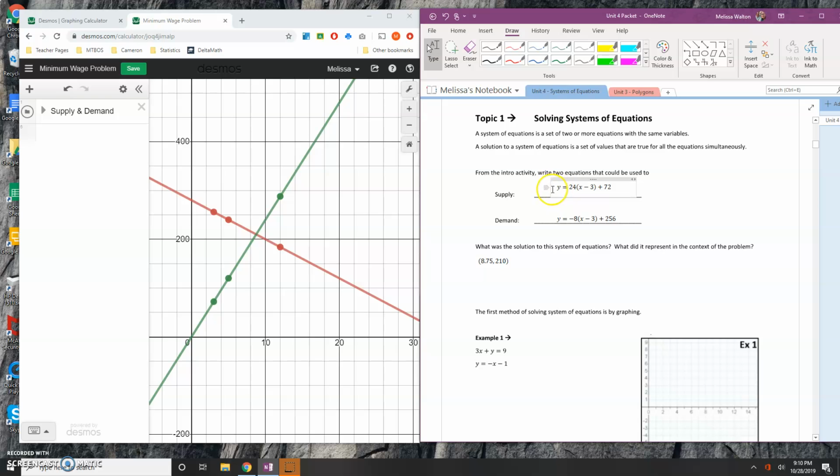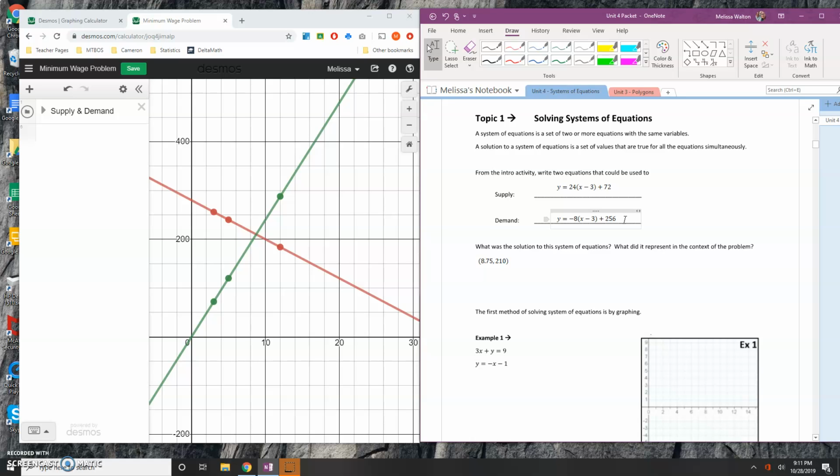So yesterday we talked about our supply equation. For every additional dollar, 24 more people were applying, and that was the point we were given. And then our demand, the company was going to hire 8 fewer people for every dollar. So we had two different equations here. We had our supply equation and our demand equation.